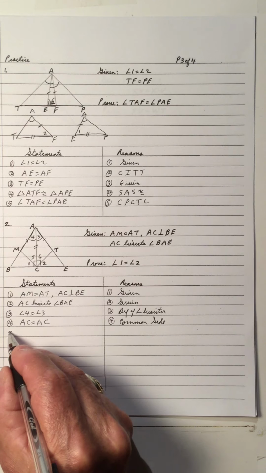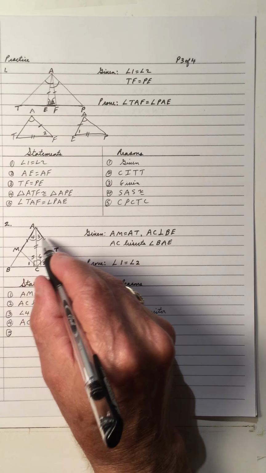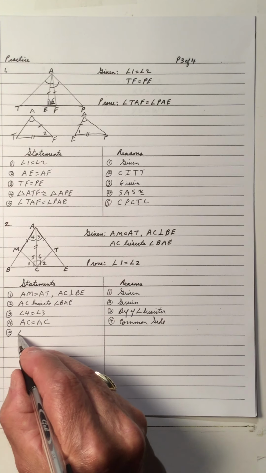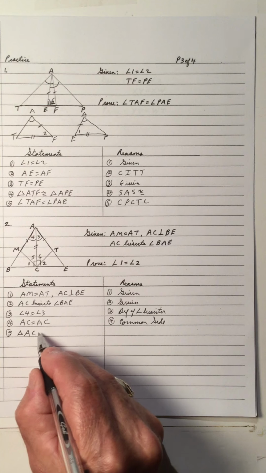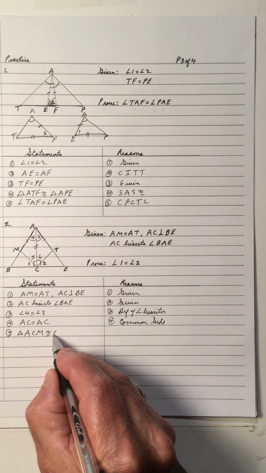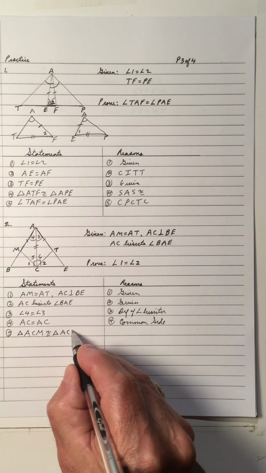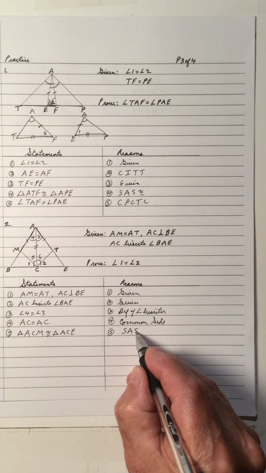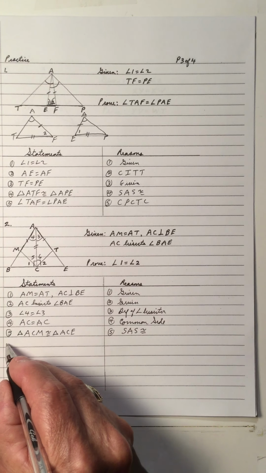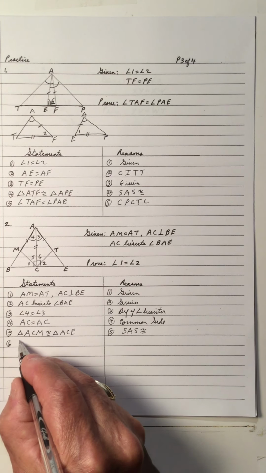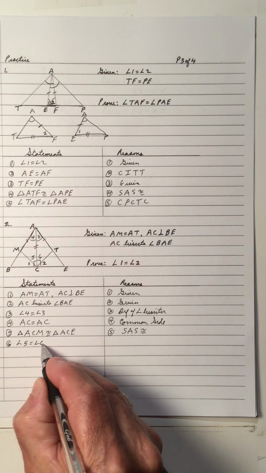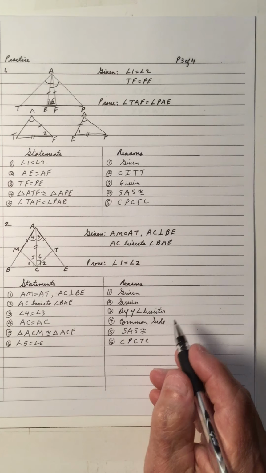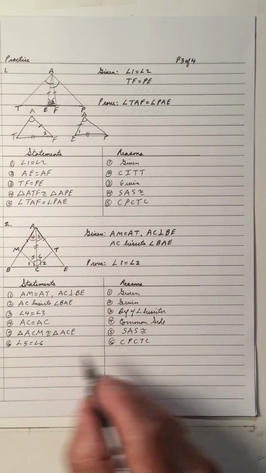Common side. And notice I have two sides equal. This is a common side with this angle. So I have triangle ACM congruent to triangle ACE, and that's an SAS congruency. And as a result of that, I have angle 5 equals angle 6, CPCTC. Corresponding parts of congruent triangles are congruent.